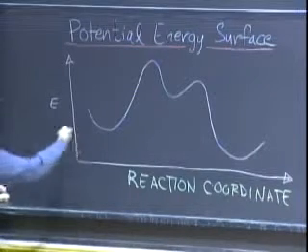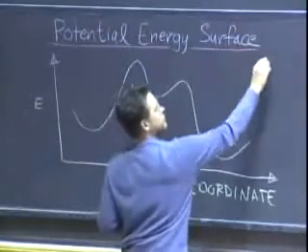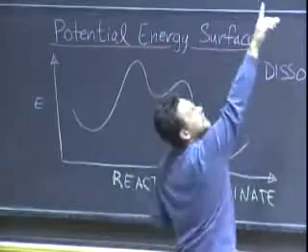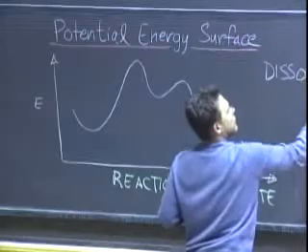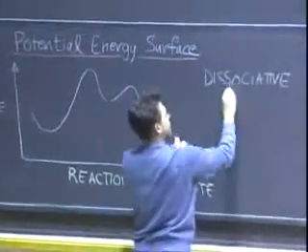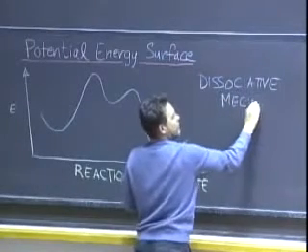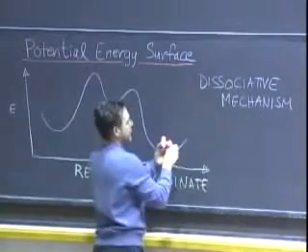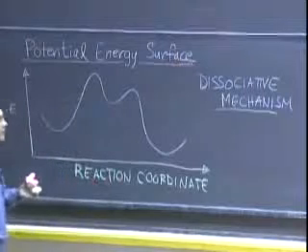And so here's a hypothesis for a dissociative mechanism for the type of ligand substitution reaction that we're talking about. A dissociative mechanism means that the mechanism proceeds by dissociation of one of the ligands from the metal center as the first important step of the reaction.